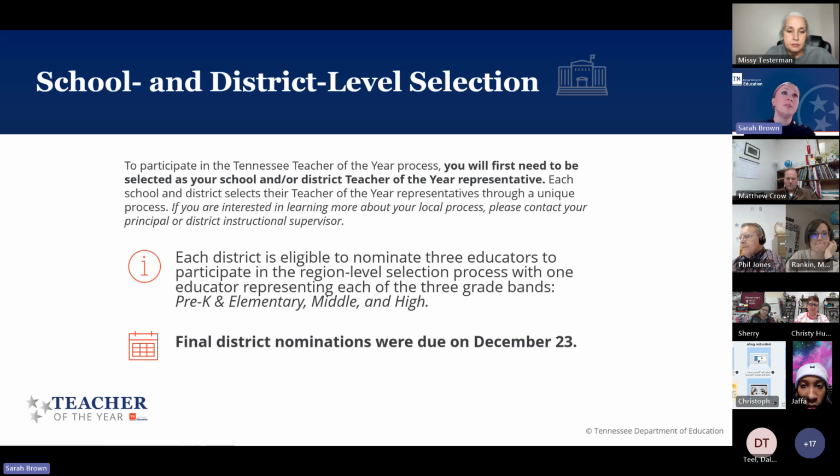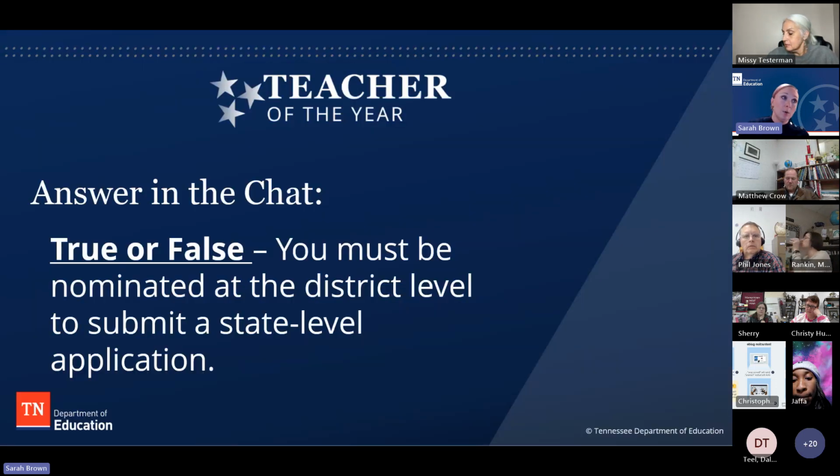At the school and district level selection, to participate in the Tennessee Teacher of the Year process, you're first going to have to be selected as the school and/or district Teacher of the Year. Each school and district selects their Teacher of the Year representatives through a unique process. Not one district does it the same way. So if you're interested in learning more about your local process, please contact your principal or district instructional supervisor. Each district is eligible to nominate 3 educators to participate in the region level selection process, with 1 educator representing each grade band.